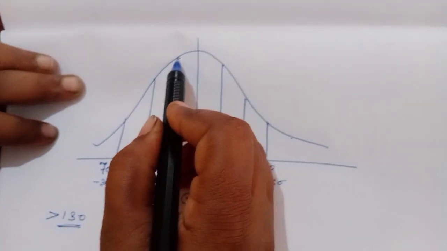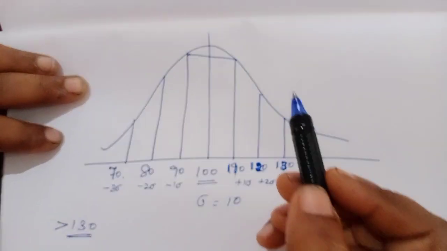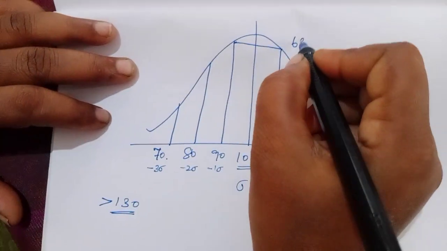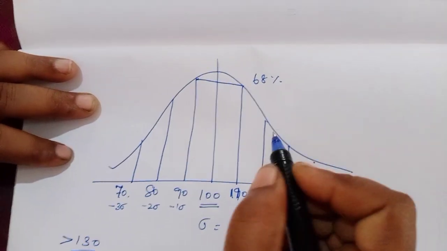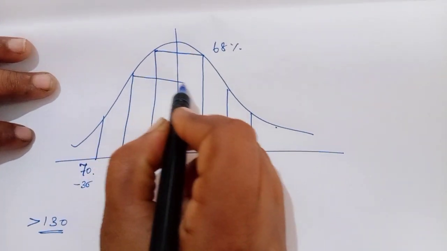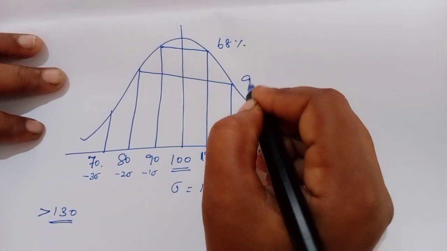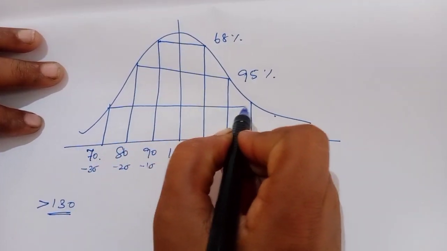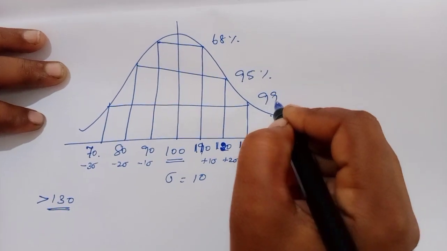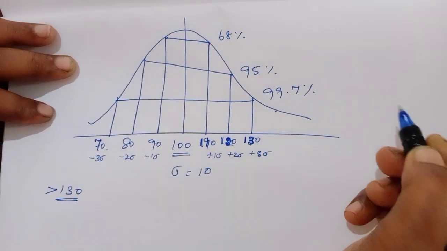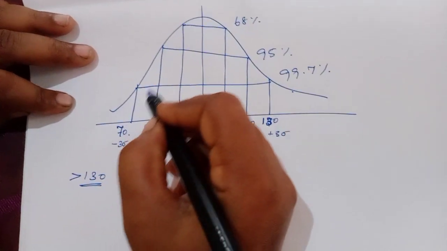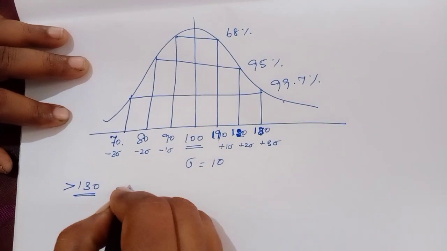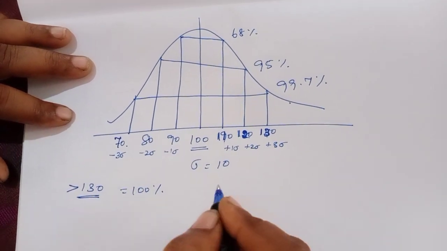Above 130, we know very well, mean plus and minus 1 standard deviation is approximately 68%. Similarly, plus 2 and minus 2 standard deviations is 95%. Similarly, plus 3 and minus 3 standard deviations is 99.7%. The entire area of the curve is 100%, that also we know very well.